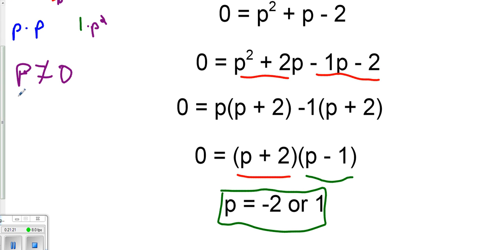We need to go back and check, though. P cannot equal 0, and in neither of these cases does it do that. So this would be our end solution.